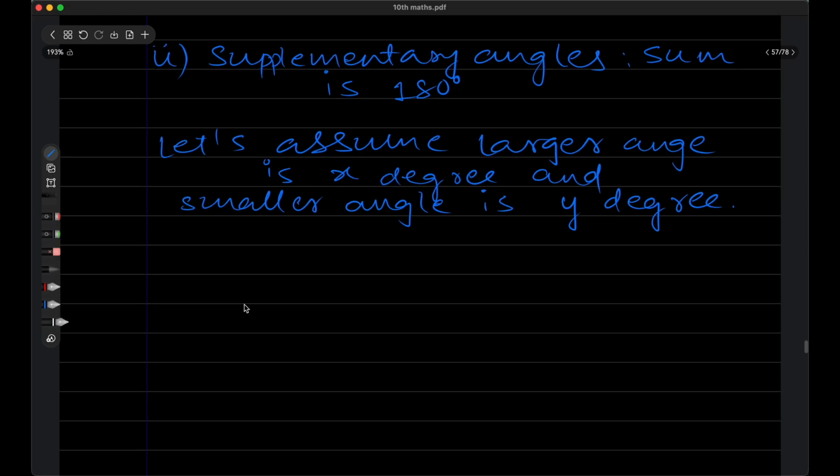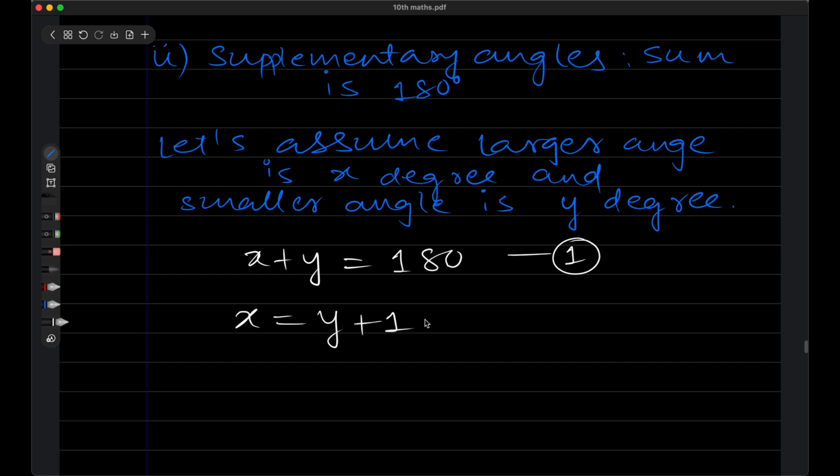Statement 1 is both these angles are supplementary, so the sum of angles, that is x degree plus y degree, equals to 180. This is the first statement. And the second statement, that is the larger supplementary angle exceeds the smaller by 18 degree. We have supposed that x is the larger angle which exceeds the smaller, that is y, by 18 degree. This is the second statement. We have added 18 in y because y is smaller, and to make the equal sign we have to add 18 in the side of y.